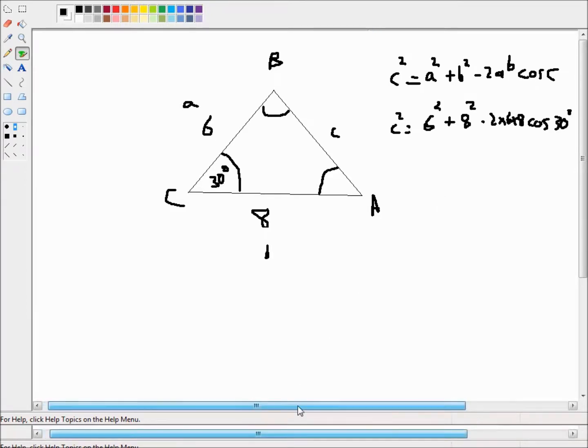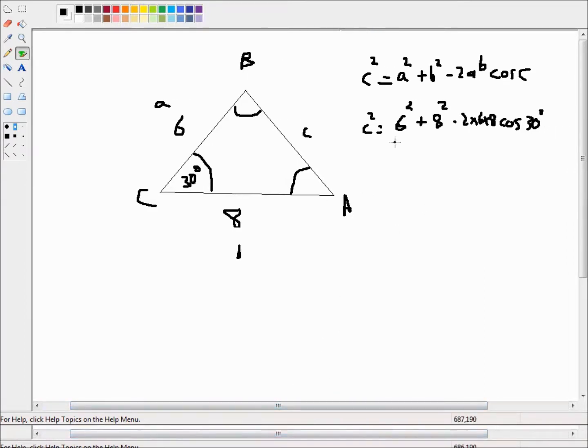Now we could argue that we could do some of this in our heads. We could say, well, 6 squared is 36, 8 squared is 64, 36 plus 64 is 100, and then we subtract from that 2 times 6 times 8. Well, 6 times 8 is 48, times 2 is 96. Cos 30 degrees is root 3 over 2, so that halves the 96 back to 48. So that's 48 root 3, so that's 100 minus 48 root 3. But we're going to need a calculator anyway, so we might as well just use the calculator.